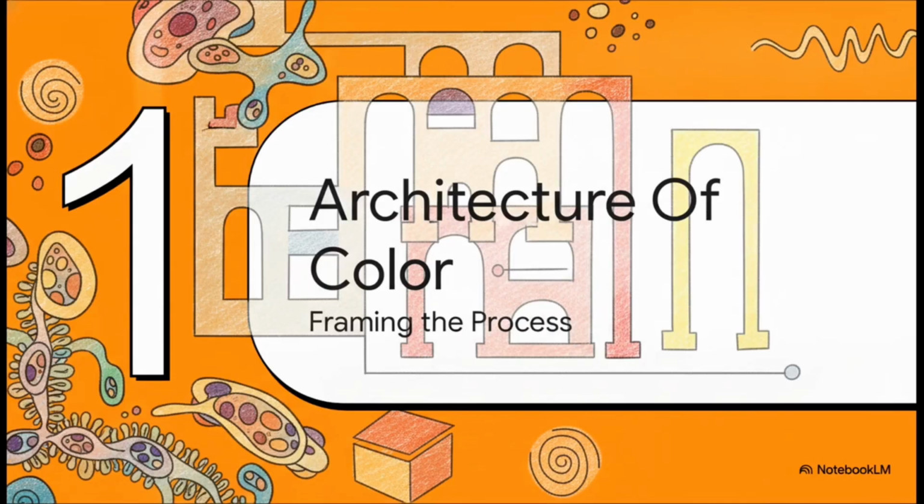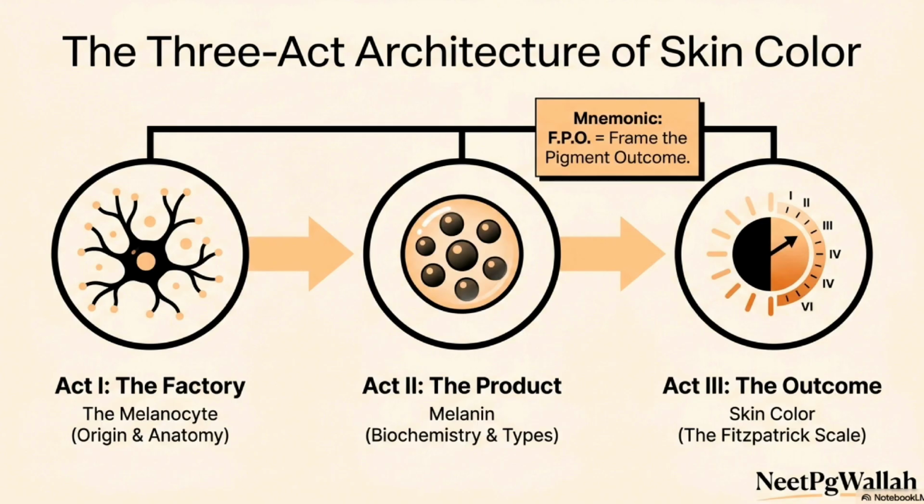Starting off with part 1, the architecture of color. We've got to frame the process to really understand how this system operates. Our core framework for today is a really handy mnemonic, FPO. That stands for Factory, Product, Outcome. It gives us a really direct, linear pathway to map out how skin color is manufactured from start to finish.